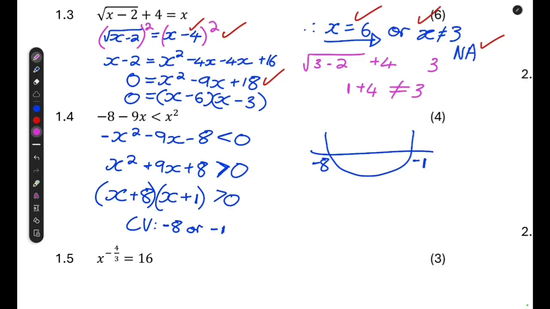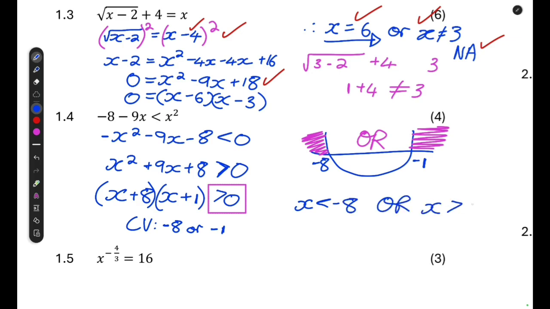This question had a bigger than 0 the moment I put stuff in brackets. So it is going to be smaller than the smallest or bigger than the biggest, with an "or" in the middle. So to get my final marks, I can say, okay, so x is smaller than minus 8 or x is greater than minus 1. And for that, I will get full marks.